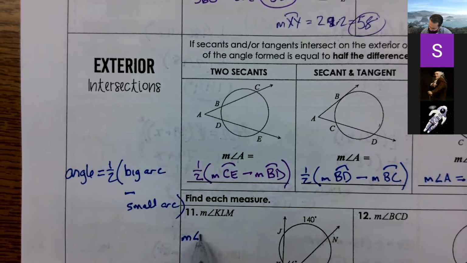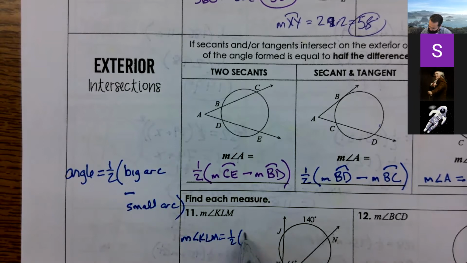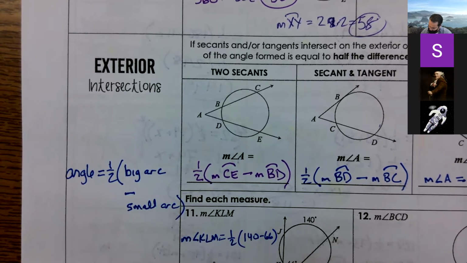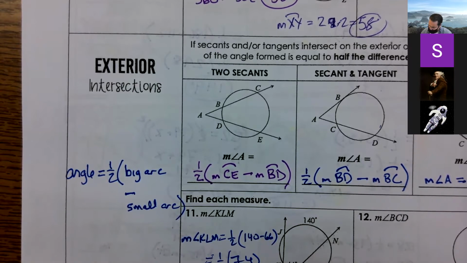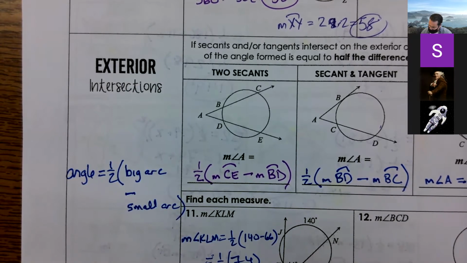So the angle is 1/2 the difference of the arcs. So 1/2 of 74, which is 37 degrees.